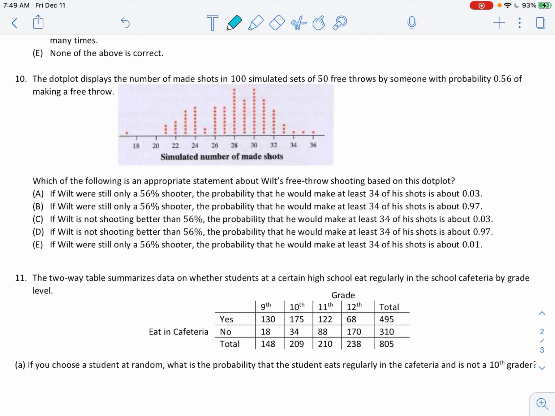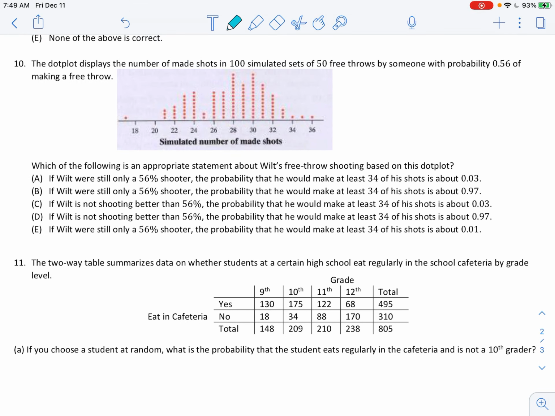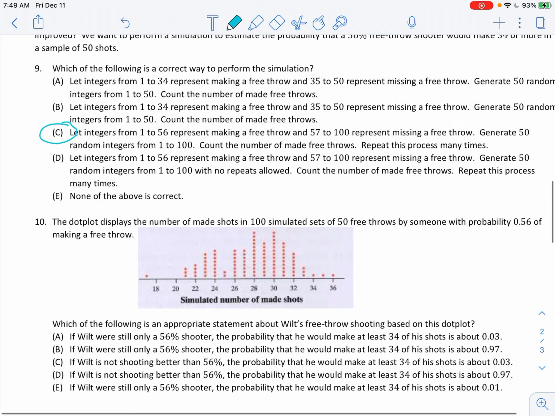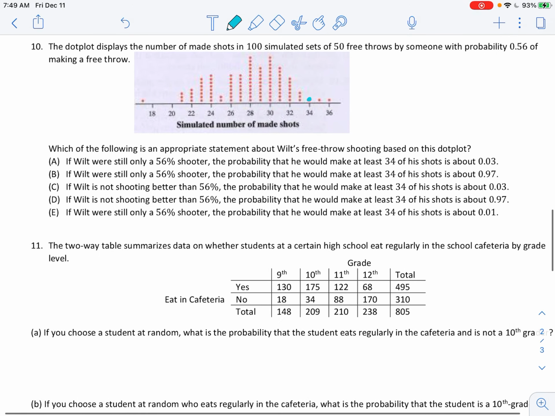And again, this is simulating 50 free throws because they got 50 values with a probability of 0.56 of making it. Which of the following is an appropriate statement based off the dot plot? So again, I'm testing what actually happened. What actually happened is he made 34 shots. In the simulation, there were 3 values that were as extreme as what happened to Wilt or more extreme. 3 out of 100 were at least 34. At least what happened to Wilt had happened in the simulation, which is really statistically small.